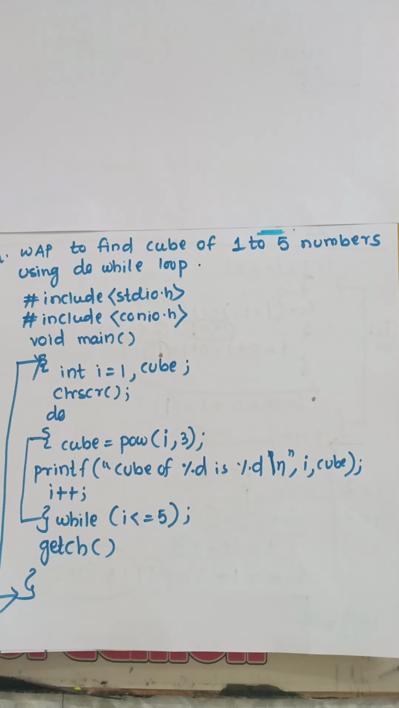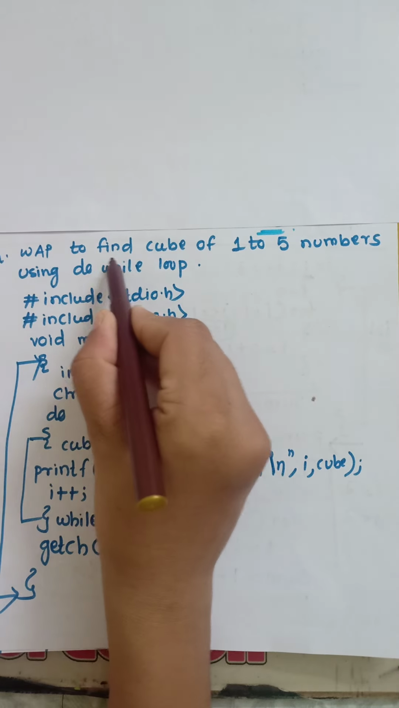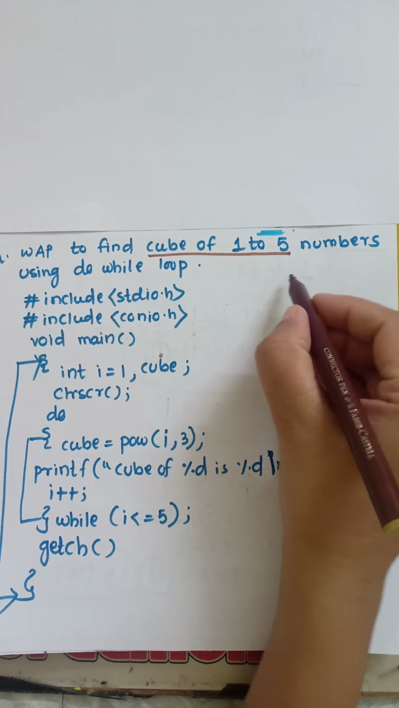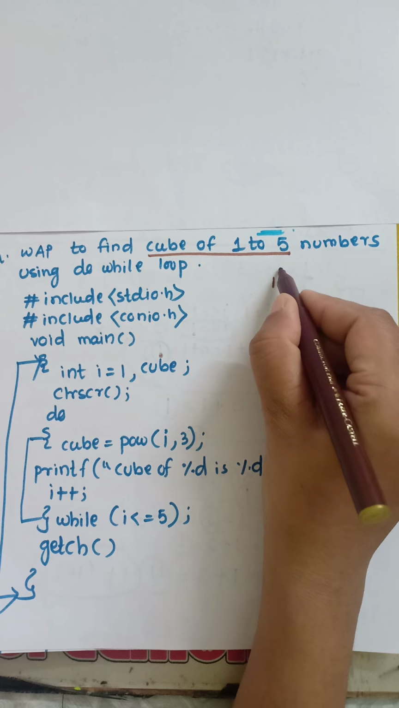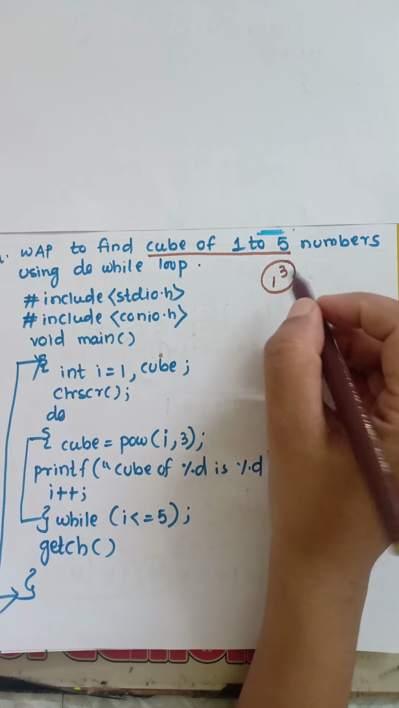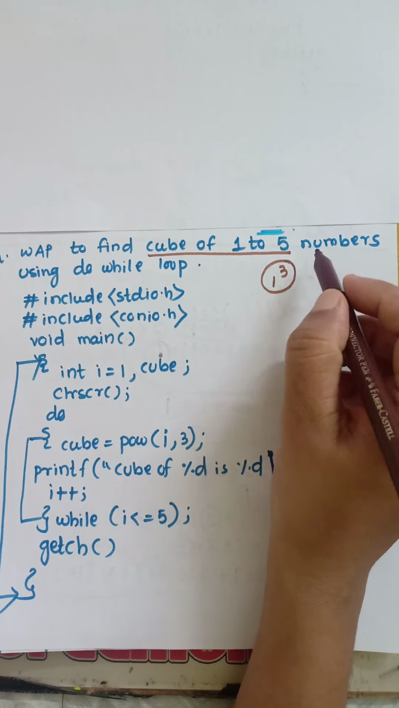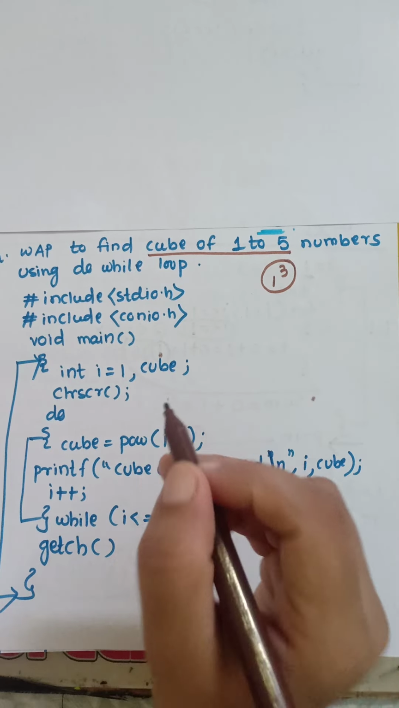Okay, so look here, using the same do while loop, now I write another program. Write a program to find the cube of 1 to 5. Cube of 1 to 5 means if we are finding the cube of 1, then 1 to the power 3. So we are checking 1 to the power 3, 2 to the power 3, 3 to the power 3, 4 to the power 3, 5 to the power 3. All this we have to find out now.